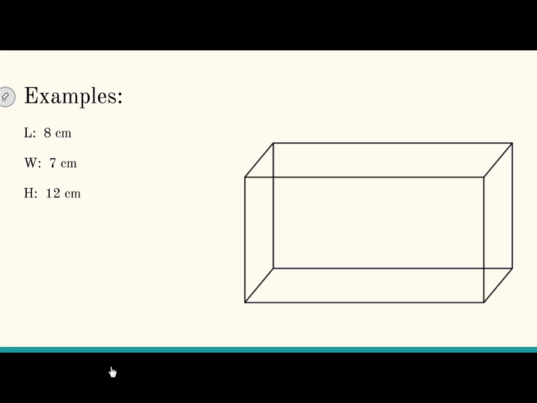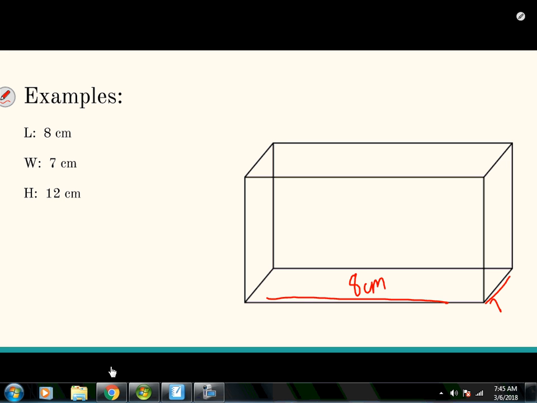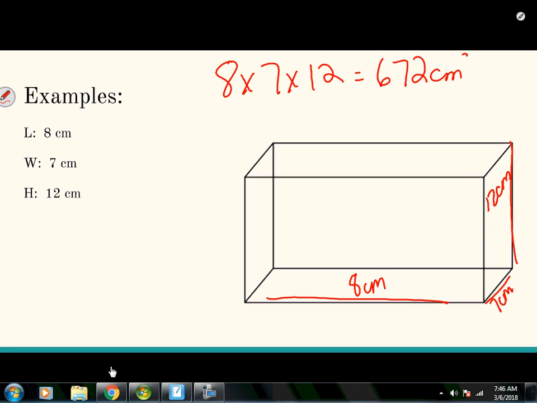Okay, let's do some examples. We have a length of 8 centimeters. We have a width of 7 centimeters. And we have a height of 12 centimeters. So we take 8 times 7 times 12, which equals 672 centimeters cubed.